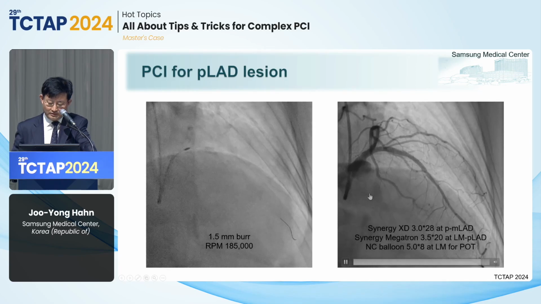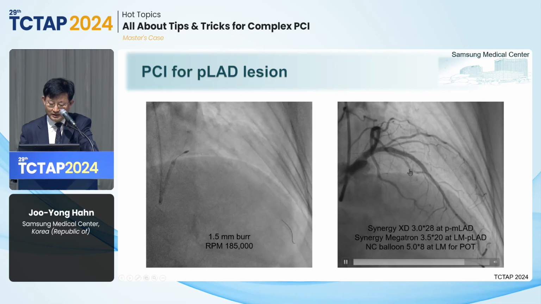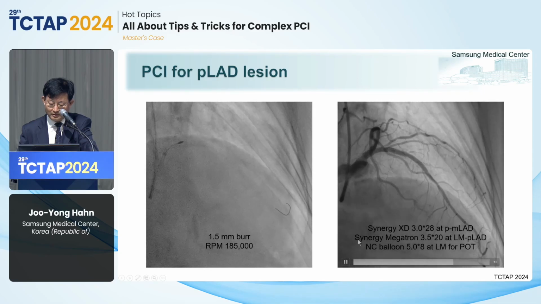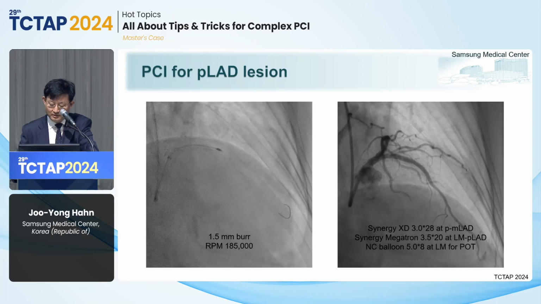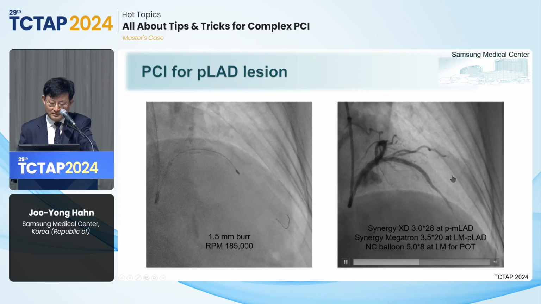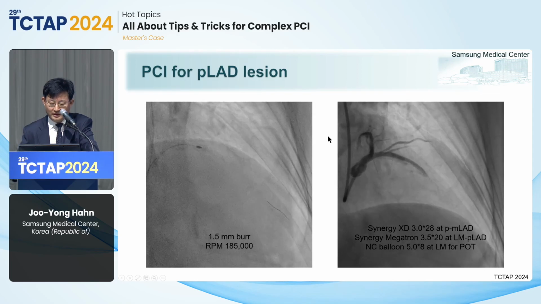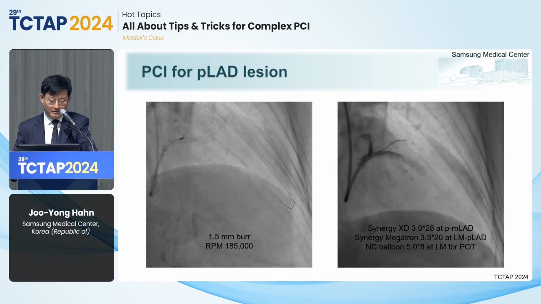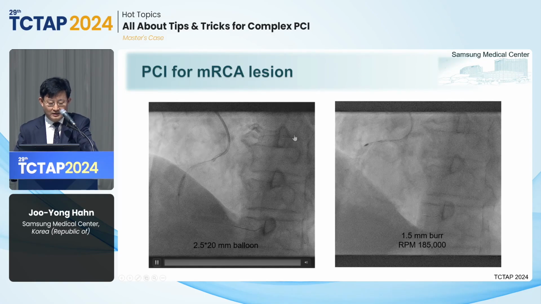Two drug-eluting stents were successfully implanted from mid-LAD to left main, followed by post-dilation using an NC balloon of 5.0 by 8 under IVUS guidance. Due to time limit, I would like to skip the IVUS imaging, but anyway, the angiographic and IVUS findings are satisfactory.